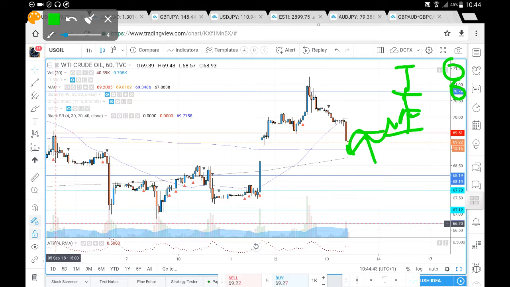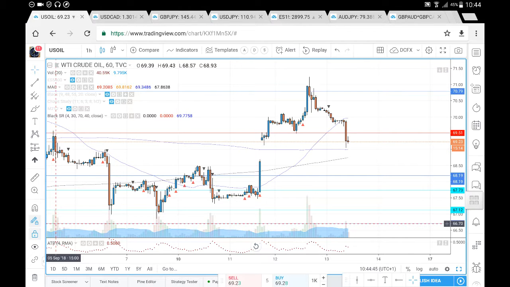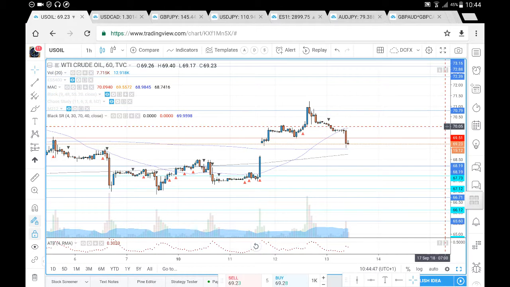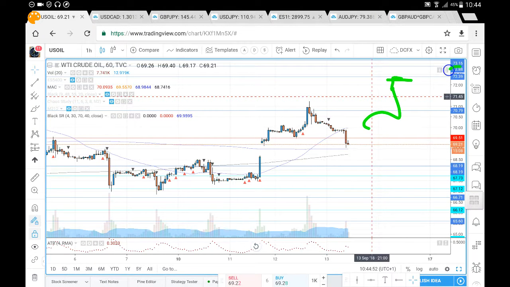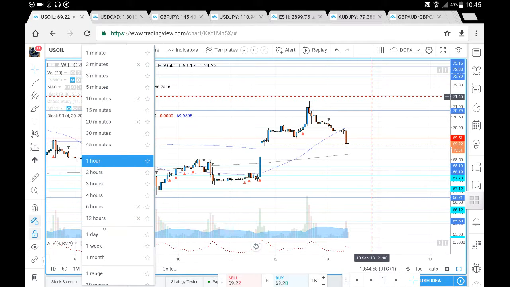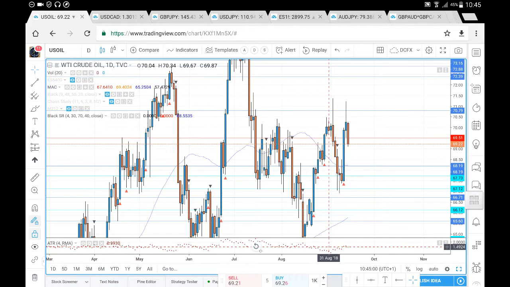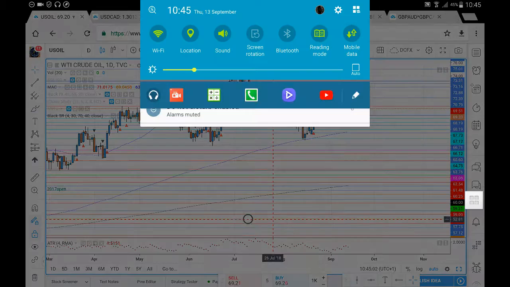Successful break from which we're then targeting that 71.50, and beyond that to the upside, if we do see pretty strong bullish volatility here on the market, we're then looking for price to head up towards that 72.39 here on the US oil. What we'll do now is have a look here at the daily chart, see how prices are developing on the US oil.